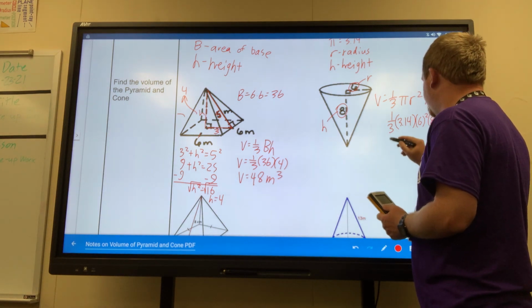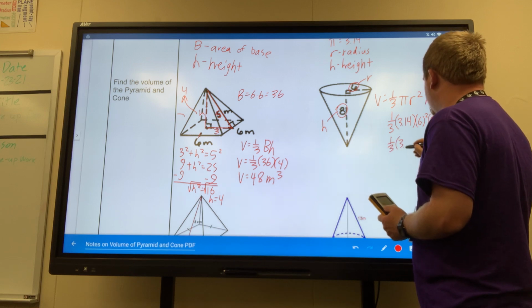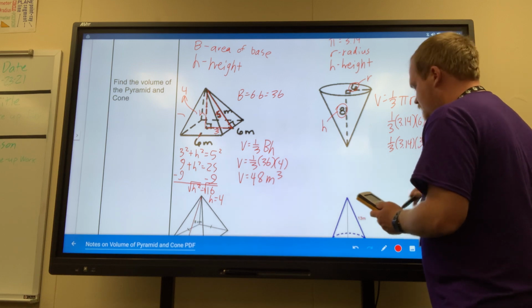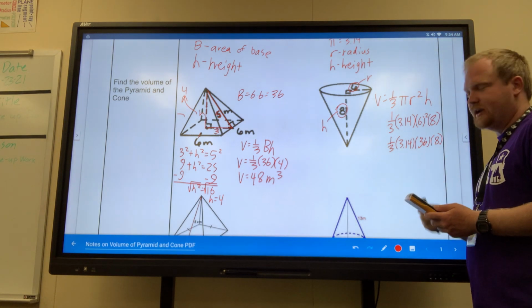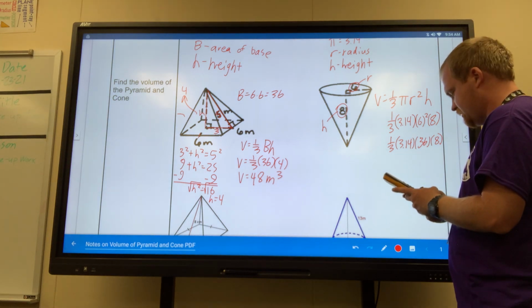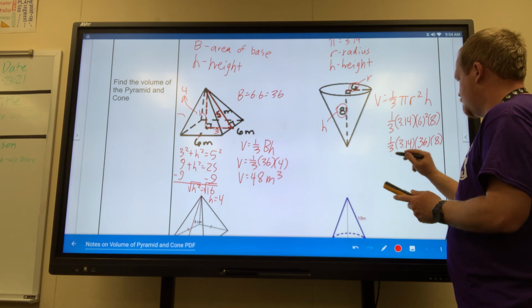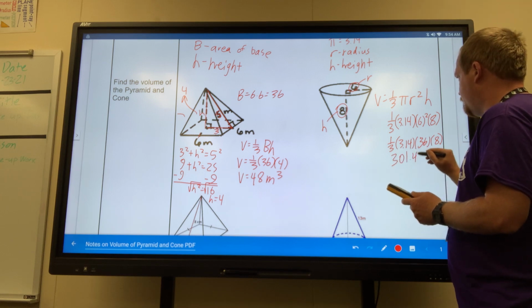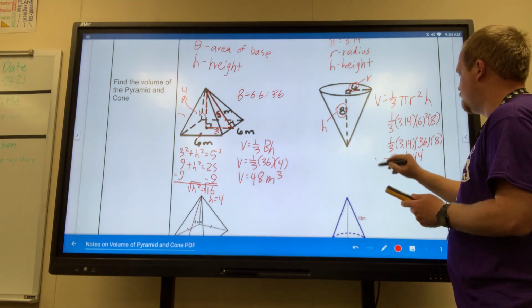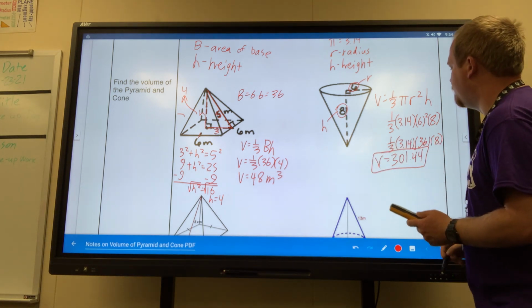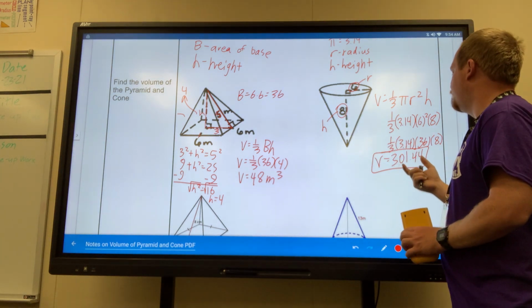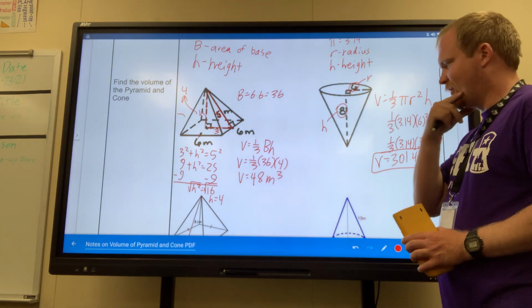Well, first I want to square the 6, which gives me 36 times 8. Now I can multiply it all out. So 1/3 times 3.14 times 36 times 8, 301.44. And that's my volume right there. So my volume for this cone is 301.44.